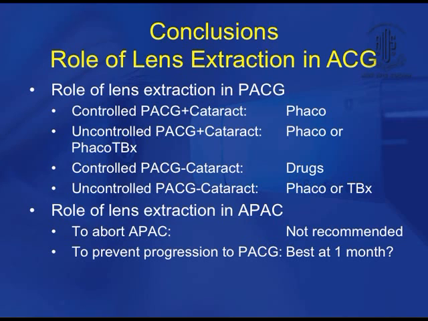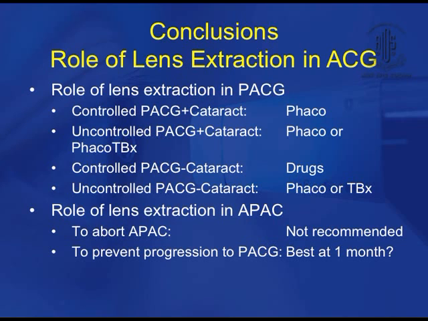The last bit here is what I presented this morning, is the role of lens extraction in acute primary angle closure. It is possible to perform lens extraction to abort an acute attack of angle closure, but it is generally not recommended because of the high surgical risk associated with doing this in a hot, inflamed eye. But I think there's a good role for lens extraction in preventing a progression to the chronic form of the disease after an acute attack of primary angle closure.